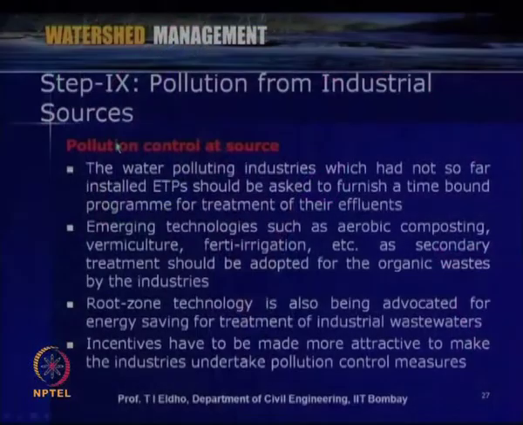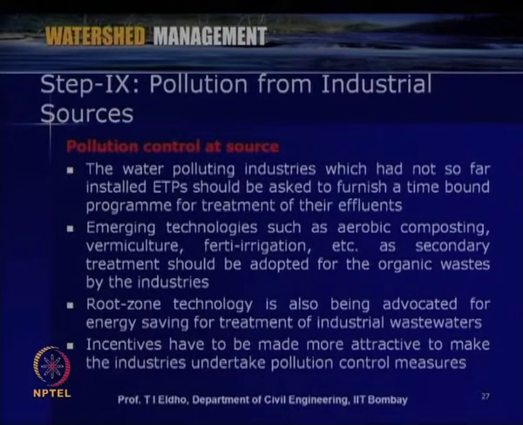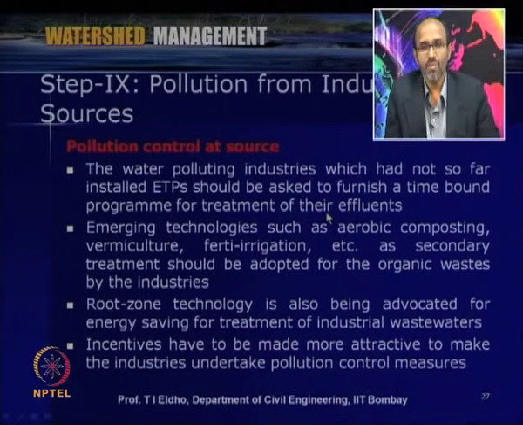And step number 9 is pollution from industrial sources. So, as far as industrial sources are concerned, we can control the pollution at source itself through various treatment procedures. The water polluting industries which have not so far installed effluent treatment plants should be asked to furnish a time-bound program for treatment of their effluents. So this we have to put in the guidelines and then strictly implement.